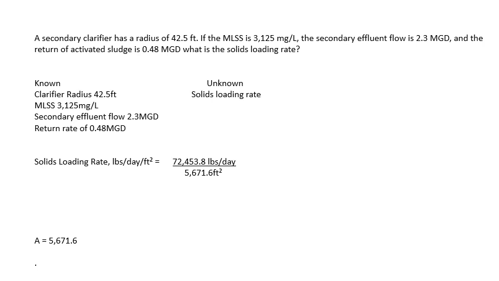Plug that into your formula, you get 72,453.8 pounds per day divided by 5,671.6 square feet. And your answer is 12.77 pounds per day per square foot.